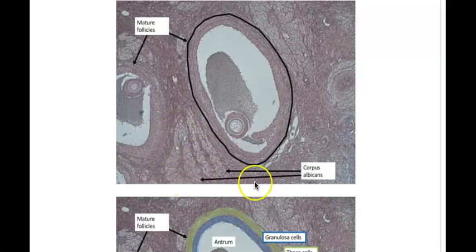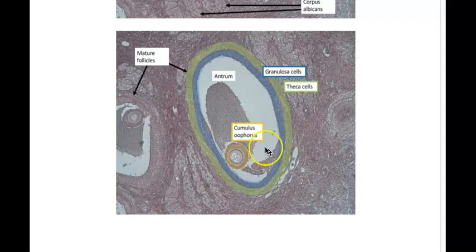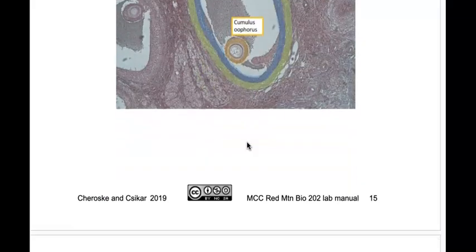You'll also notice this labeled image of a corpus albicans. That's what's left over after ovulation. Well, a couple steps after ovulation. We'll get there too, but since it's labeled here, I'll just point it out to you. Here's another one up in this corner. Again, I tried to do the same thing where I kept the colors the same. So granulosa cells are blue, theca cells in that greenish color. That cumulus oophorus, now it's not just the corona radiata, but now there's a cloud of cells around the oocyte. So that's called the cumulus oophorus.